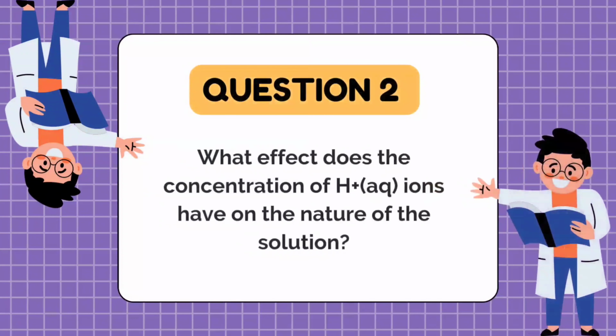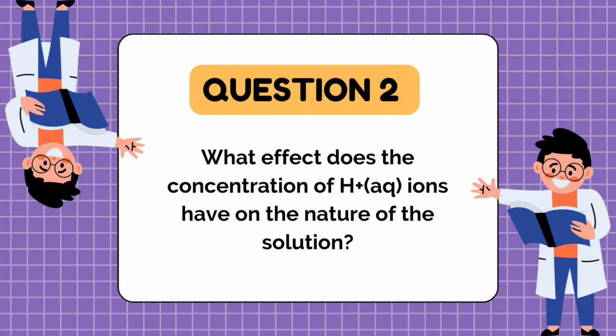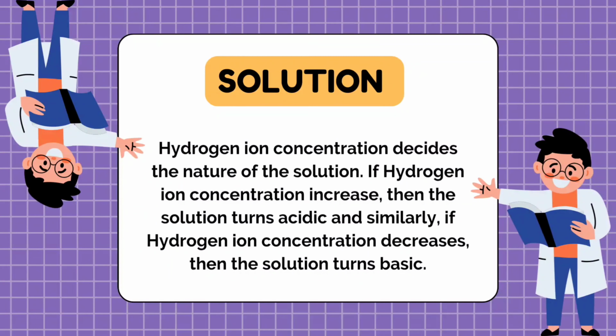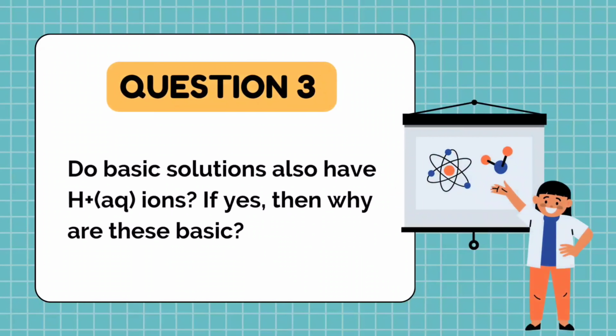Question 2. What effect does the concentration of hydrogen ions have on the nature of the solution? Solution. Hydrogen ion concentration decides the nature of the solution. If hydrogen ion concentration increases, then the solution turns acidic, and similarly, if hydrogen ion concentration decreases, then the solution turns basic.